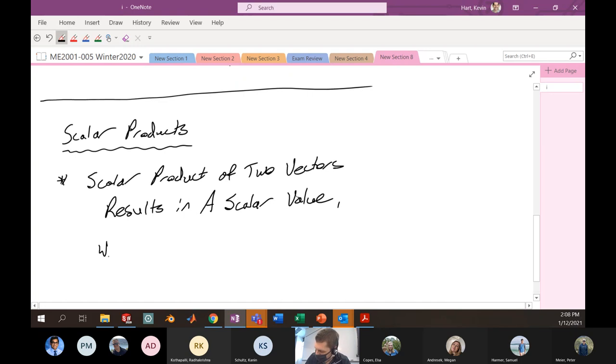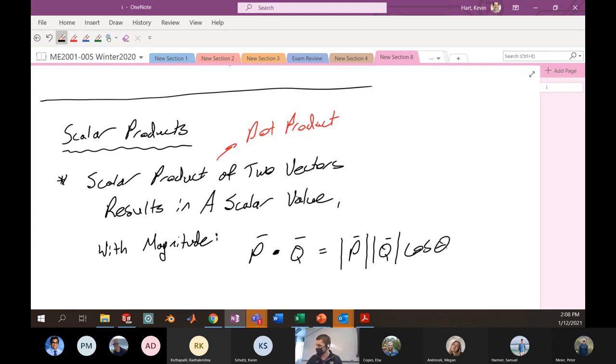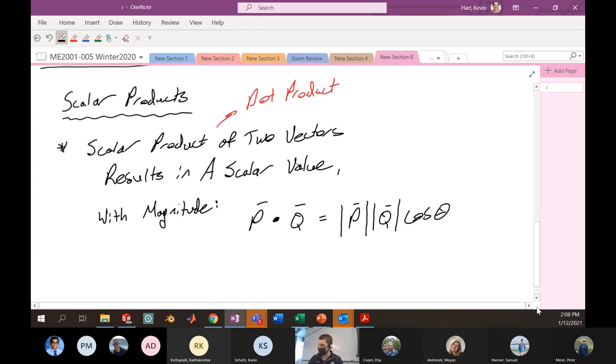And this is typically written as, if you have two vectors in space, P dot Q. We would call this the dot product or the scalar product. Just make a note here that this is sometimes called the dot product, for obvious reasons, because this is a big dot. This is equal to the magnitude of P multiplied by the magnitude of Q times the cosine of the angle between them. Don't get this confused with your cross product magnitude, which is magnitude of P, magnitude of Q, sine of the angle between.